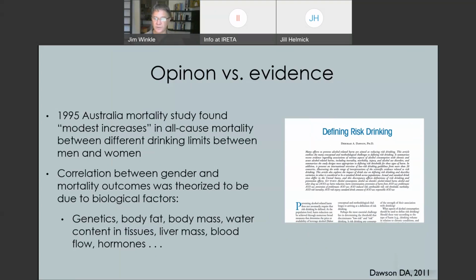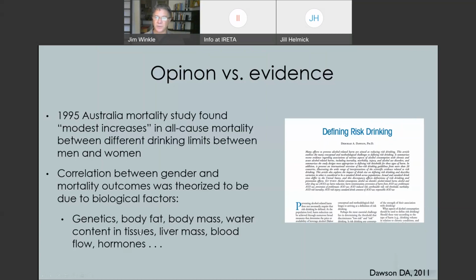the gender difference. And it could be because maybe women are smaller on average than men. Maybe they have less or more body fat. Maybe they have more or less water content in their tissues, a bigger or smaller liver. Maybe hormones play a role. These are actually all things that can affect alcohol metabolism. But the point here is the study didn't directly look at these biological factors in determining mortality.